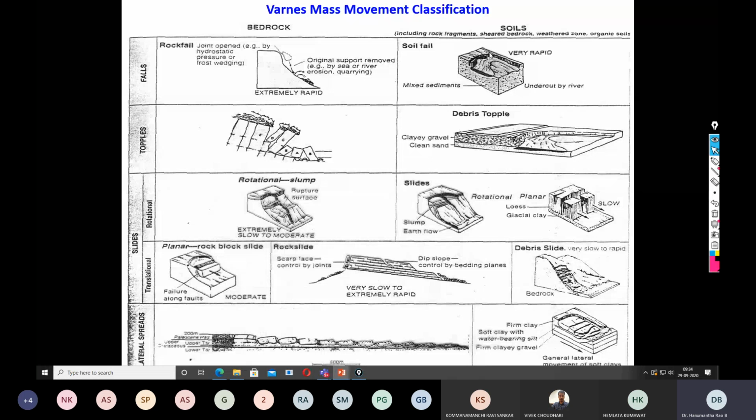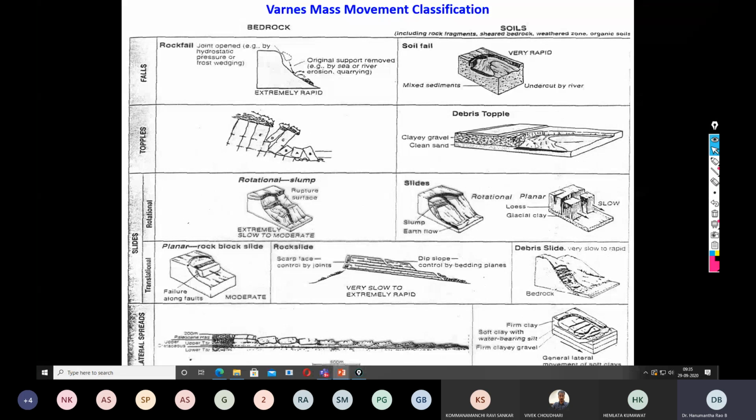So this is in case of the soil. This is a soil fall. Very rapid, undercut by the river. So the fall can happen because of the undercut, because of the erosion process. In fact, if you recall, most of the landslide failures, a few of them may typically fall under the soil fall also, because this is what typically happens, the undercutting by the river flow. Then topples can occur in large bodies, maybe in the rock.